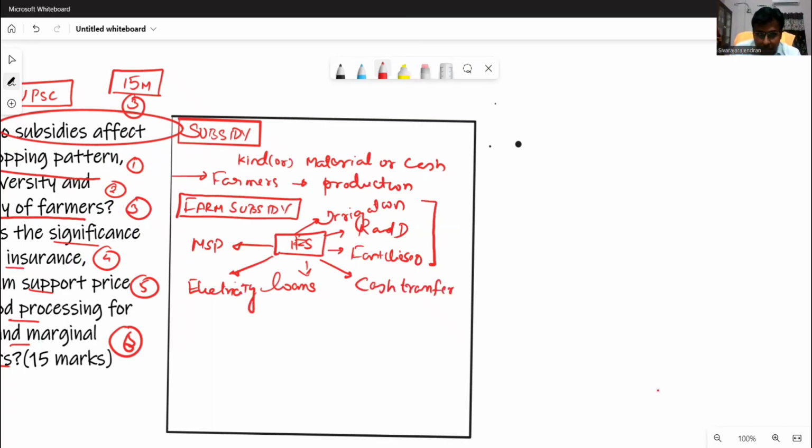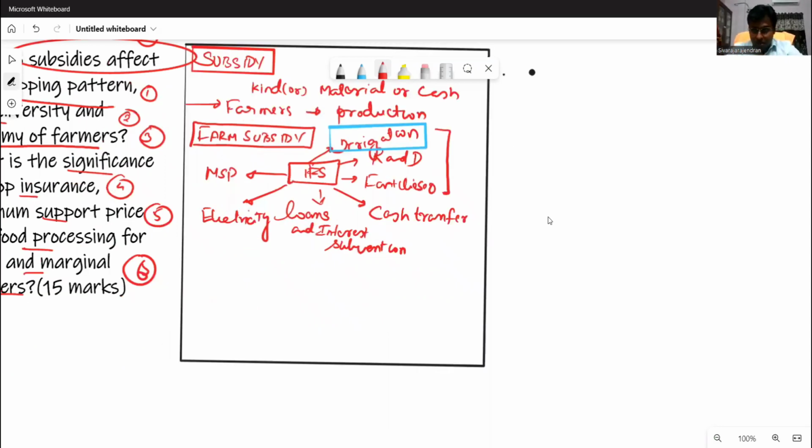Your irrigation, seeds, insurance, other irrigation, loans and interest subvention. Like this one. Now PM Kisan, and one more thing. This I have haphazardly drawn, but you have to draw it very clearly.